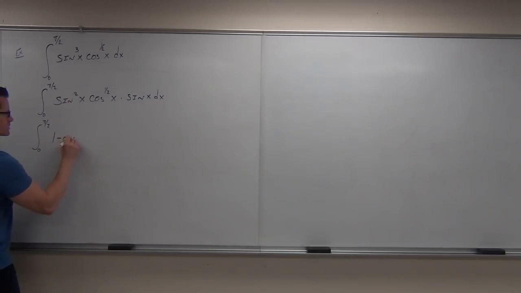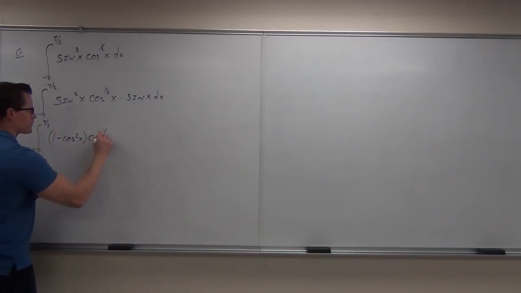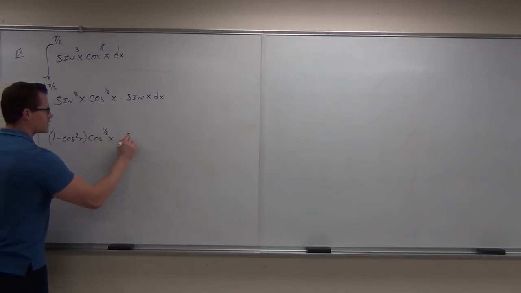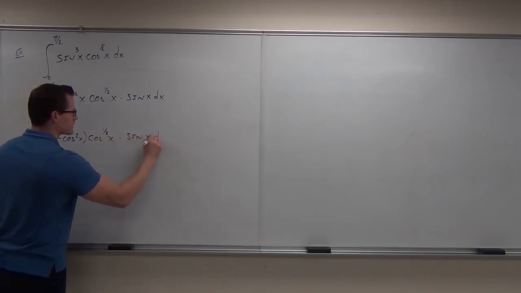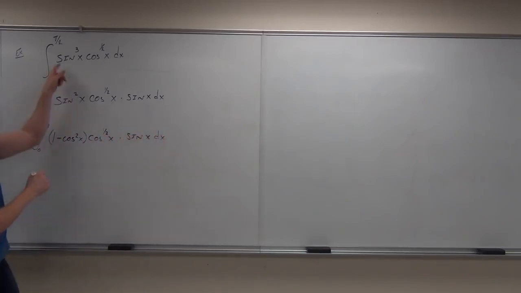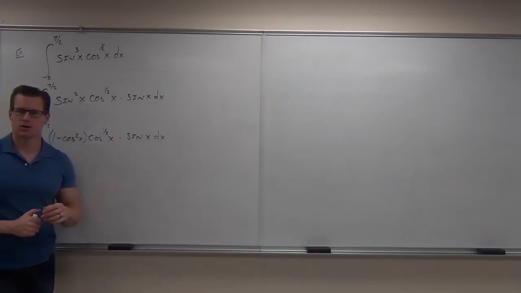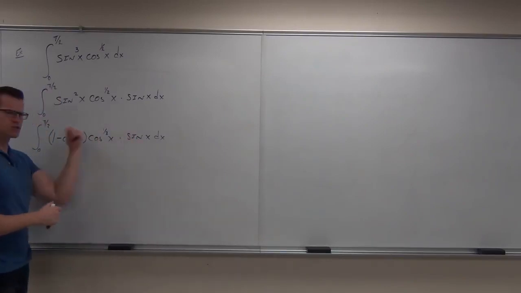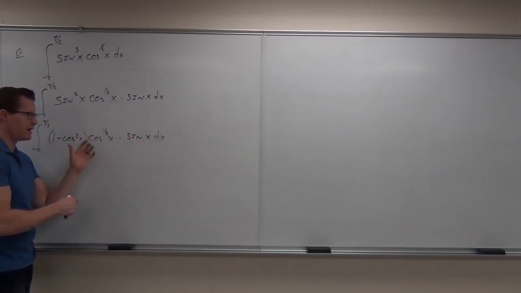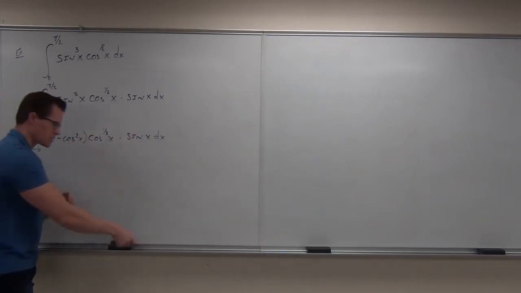1 minus cosine squared x times cosine to the 1/2 x times sine x dx. So when we have an odd power, strip one off. Now we use the Pythagorean identity to make everything besides this guy into cosine. Once we do that, do you see a substitution that's going to work? Don't worry about distributing. You don't have to do that. Just make your substitution. What's your substitution going to be?